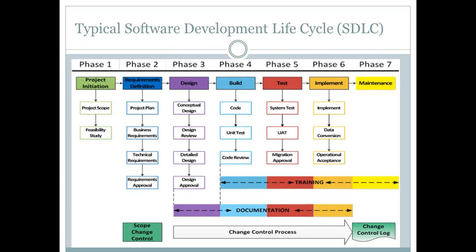And in phase 6 and 7, your role is limited, right? So throughout the 7 phases, you have to ensure that the scope of the project is not changing, or if it is changing, it is going through a detailed change management process. How we manage the scope and the change, we'll learn later in the course. But that's generally what is done in a typical SDLC life cycle.